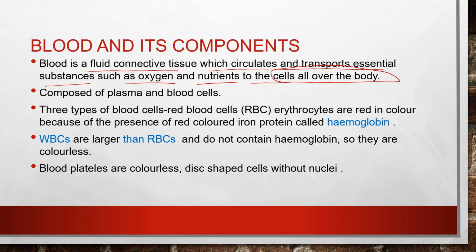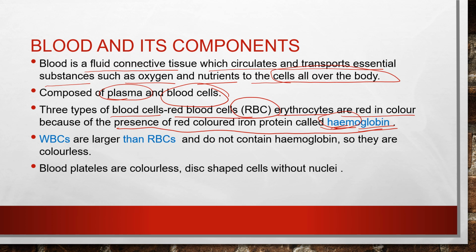Now blood is composed of what? It is composed of plasma and blood cells. So these are the components of blood. There are 3 types of blood cells. First one are the red blood cells, or the RBC. These are also called erythrocytes, and they are red in color because of the presence of a red colored iron protein called hemoglobin. Heme is the iron part and globin is the protein part. The red color comes from the heme part, that is the iron part.